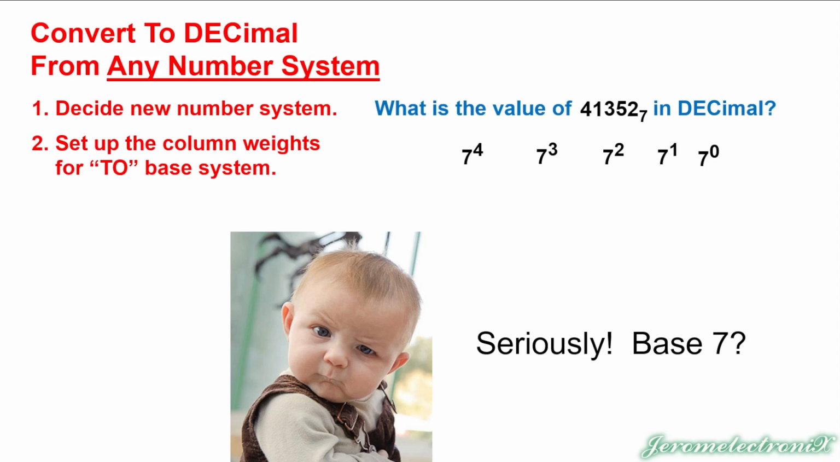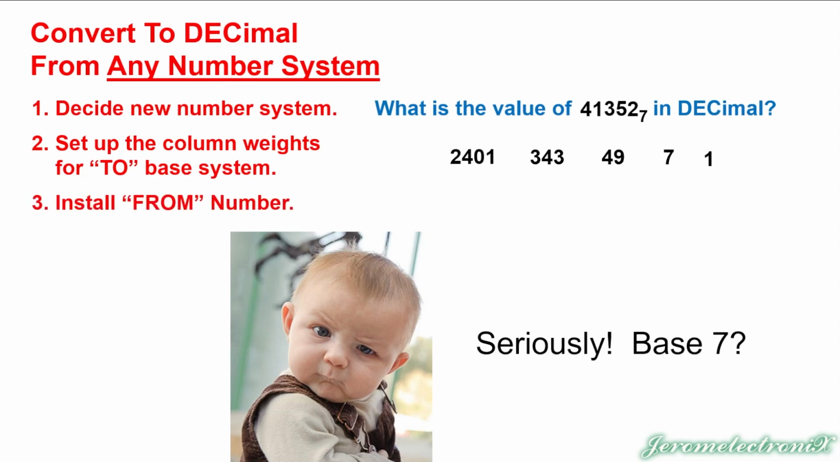Okay, now resolving them down to their actual values. 7 to the 0th is a 1. 7 to the first power is a 7. 2 7s, 7 times 7, that's 49. And then 3 7s, 7 times 7 times 7, is 343. 7 to the fourth power happens to be 2401.